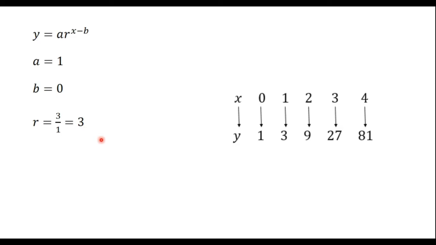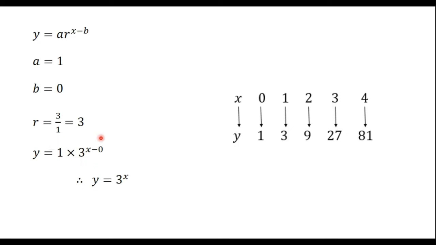After this, all you need to do is to replace or substitute what you have here into the general equation. So this is going to give us y is equal to 1 times 3 exponent x minus 0, since a is 1, b is 0, and r is 3. And this will give us y is equal to 3 exponent x.